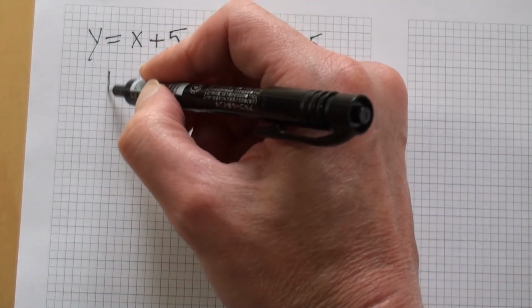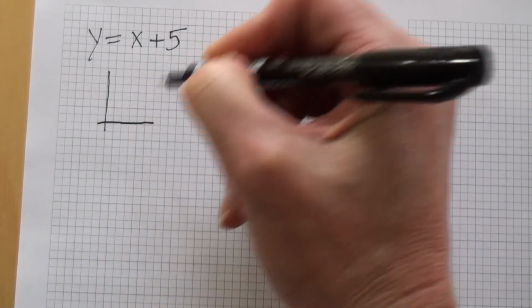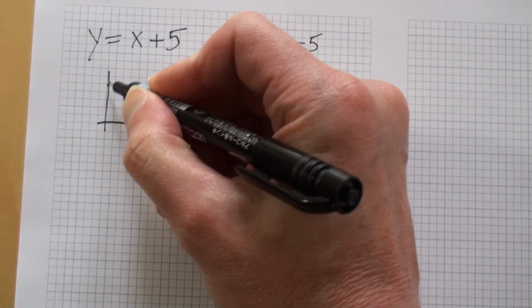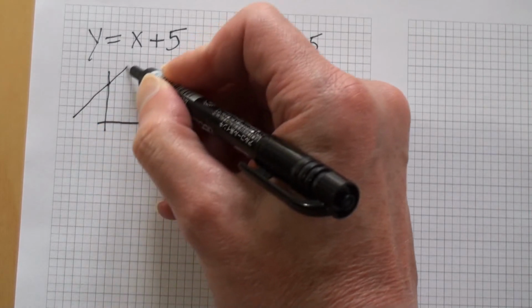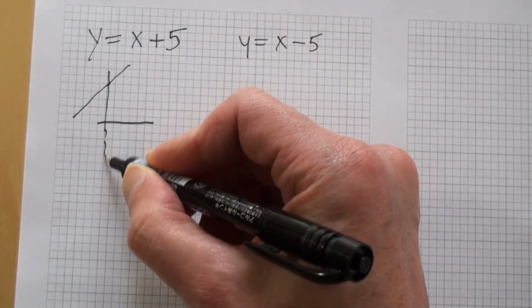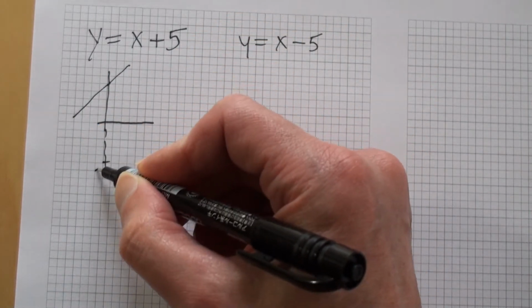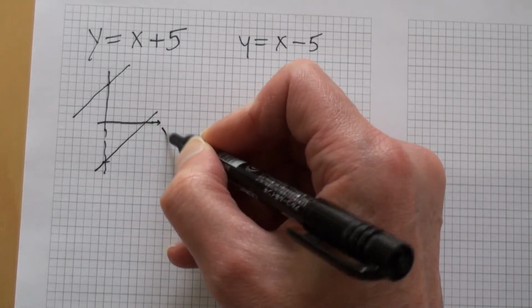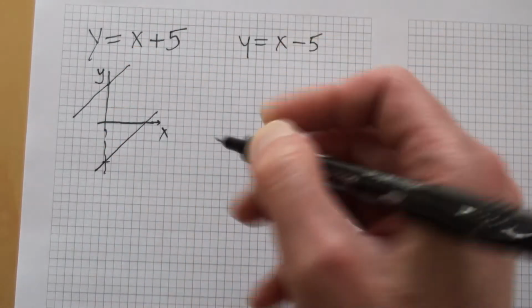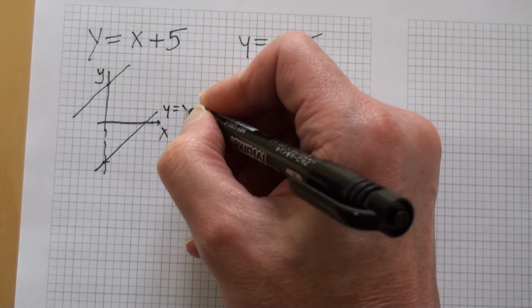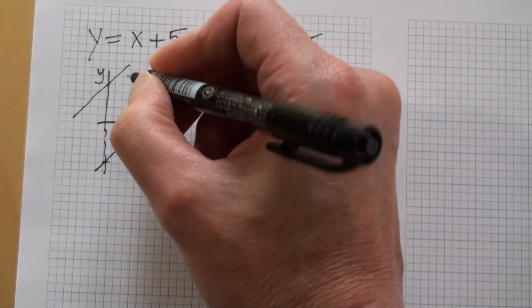You start noticing the expression is different for the inverse function. You can also graph it right away. X plus 5 is like that. X minus 5 is there, like that. X, y. So here is my y equals x minus 5, the inverse function.